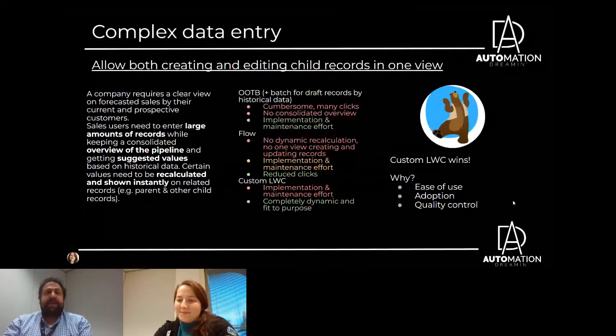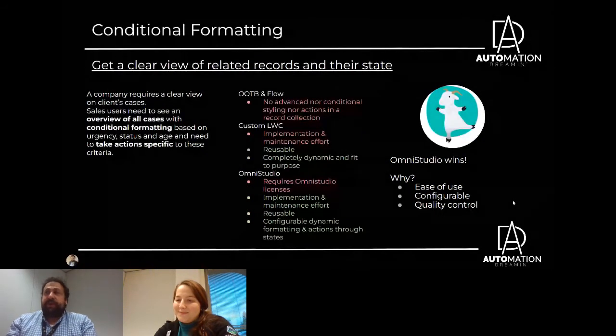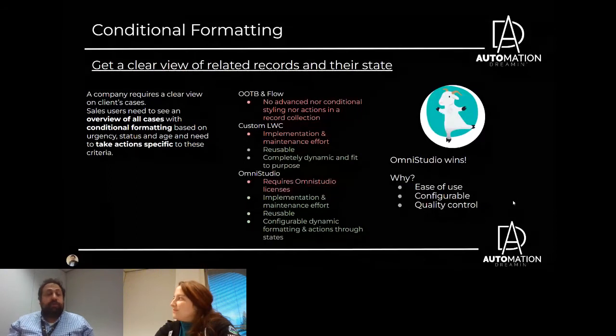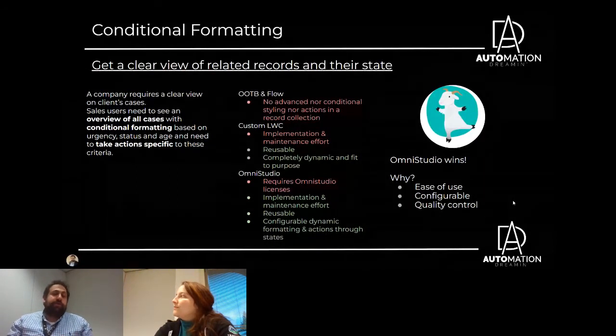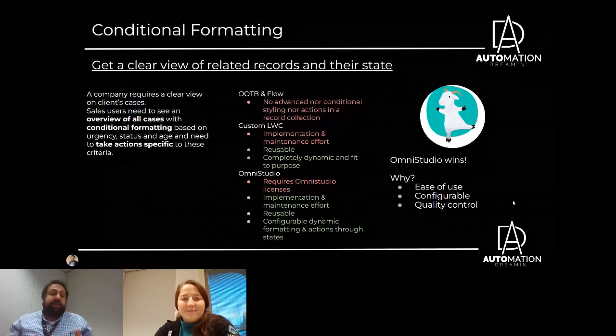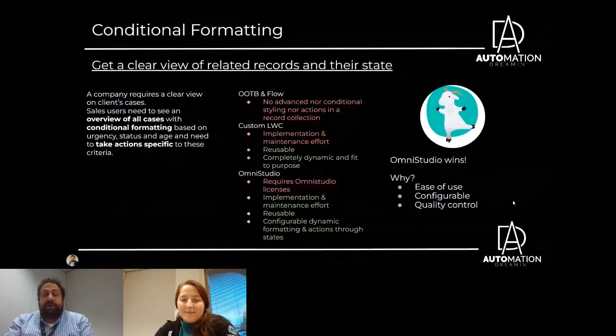So for the next case, what we will look at is conditional formatting. What we would like to have is a clear view of related records and their status. If we really deep dive and give a concrete, tangible example, a company requires a clear view on clients' cases. Sales users need to see an overview of all the cases with conditional formatting, based on the urgency, the status, for example, the age, and they need to take specific actions according to those criteria.